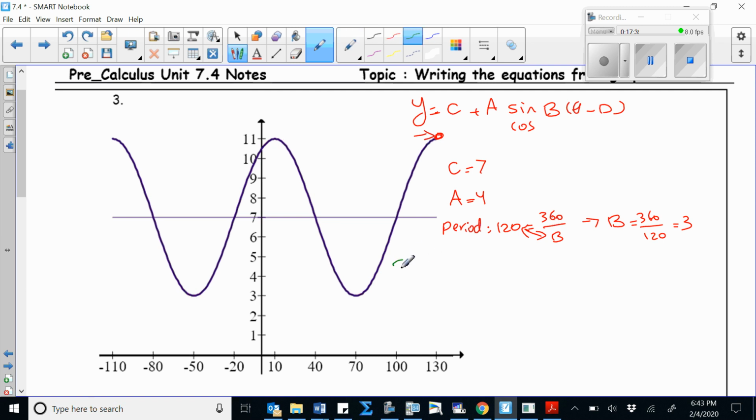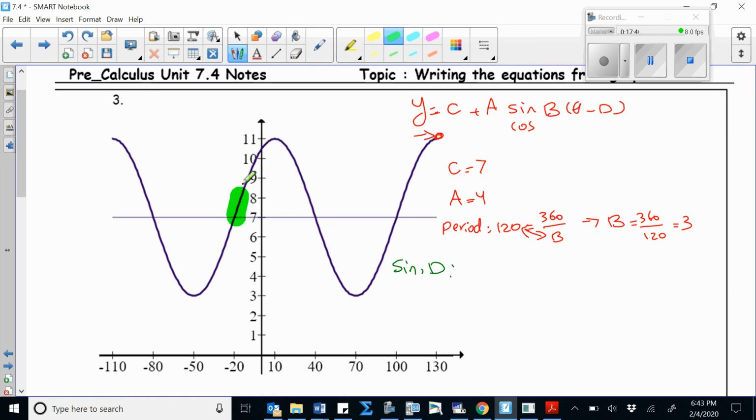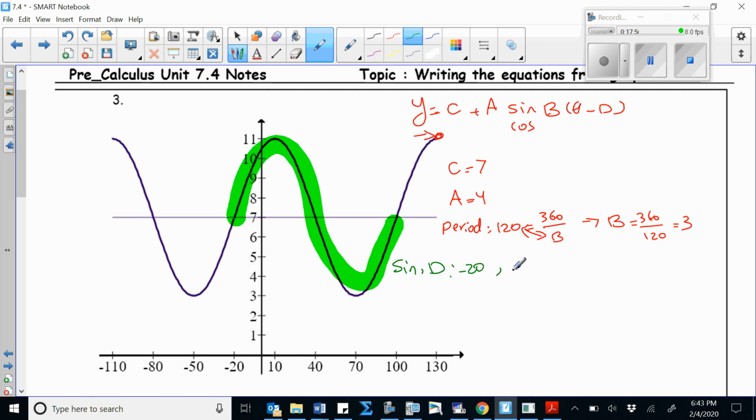Okay, so I'm going to start with a sine function. So I need to find the D. The sine graph that I see here, the first one that I can see here is this one. The starting point of this function is at negative 20. So D is negative 20. Now I can write my function. Y is equal to C, which is 7, plus 4, which is the amplitude, and then sine of B, which is 3, theta minus negative 20, which is equal to plus 20. So this is a sine function.